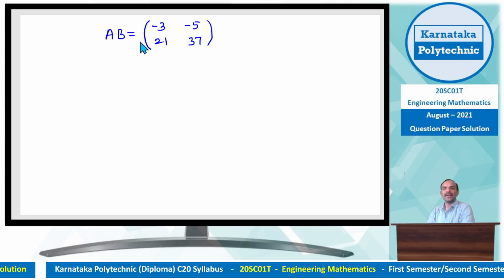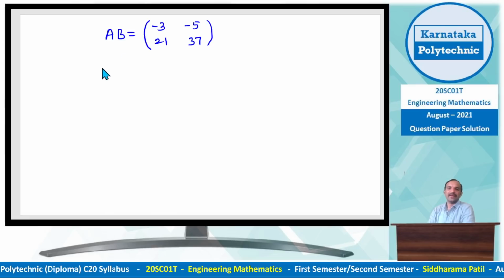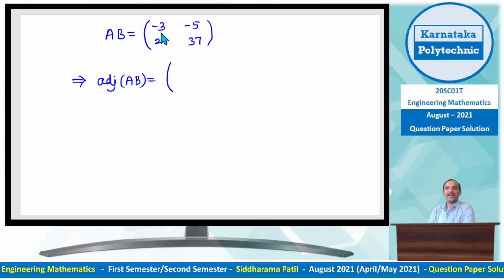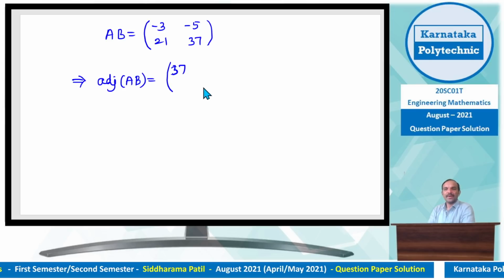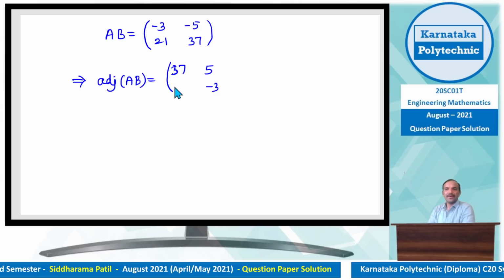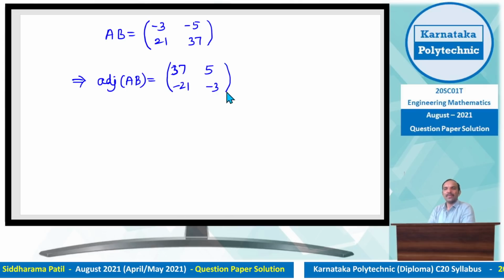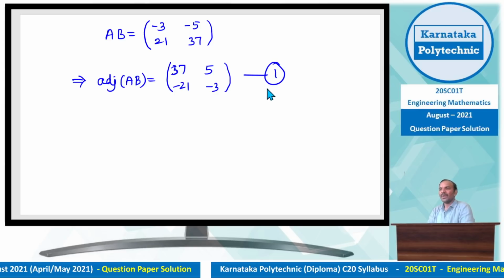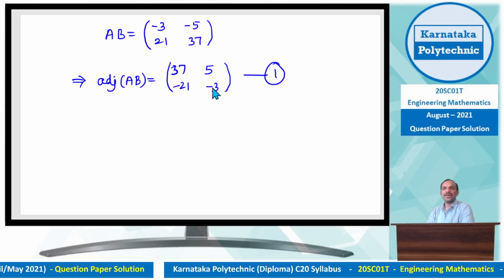Now to write the adjoint, you have to use the direct method: interchange the diagonal elements and change the signs of the non-diagonal elements. Adjoint of AB is equal to: change the diagonal elements, that is 37, minus 3; change the sign of non-diagonal elements, that is 5, minus 21. It is your equation number 1. 37, 5, minus 21, 3.